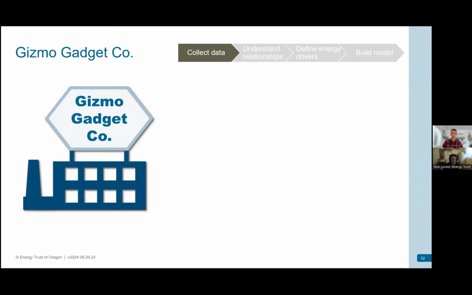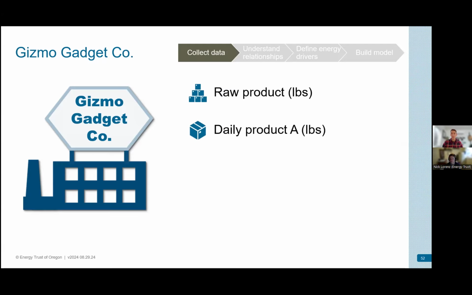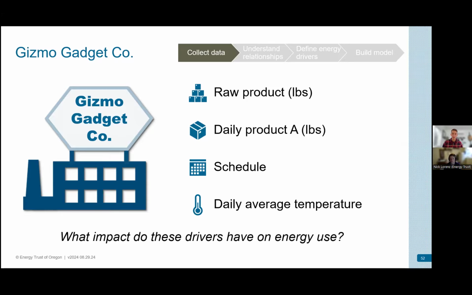So for the case of Gizmo Gadget Company, let's assume that they gave us the raw product that they go through in any given day, measured in pounds, the amount of finished product A that they made for a given day, measured in pounds, their operating schedule, and the daily average temperature for the nearby area. One of the first things we want to do is figure out what impact these potential energy drivers have on energy use.